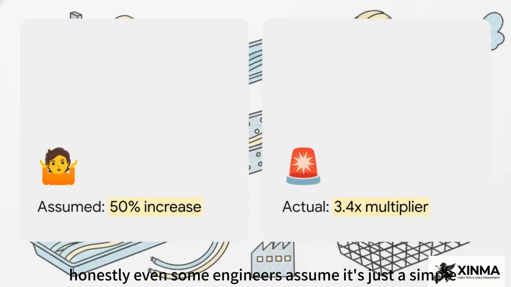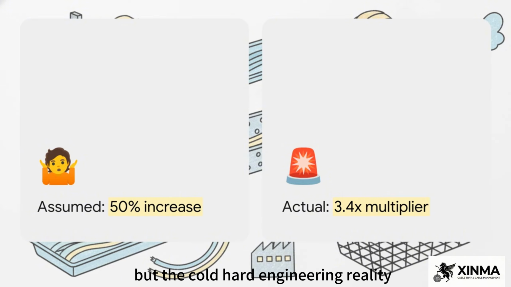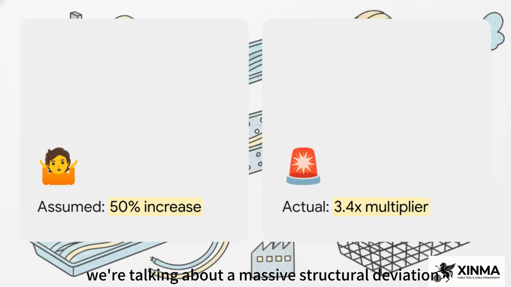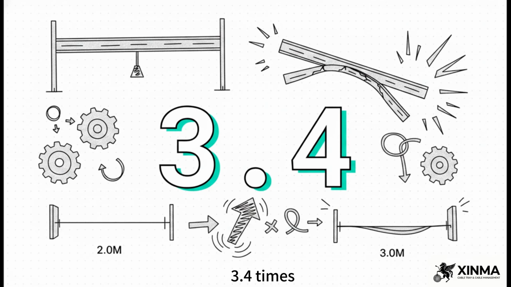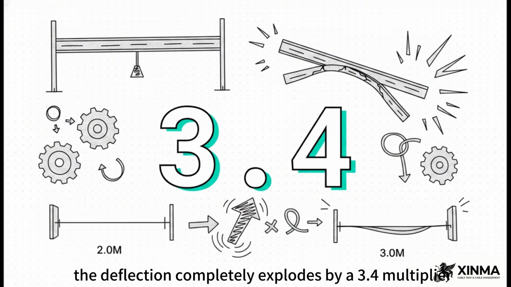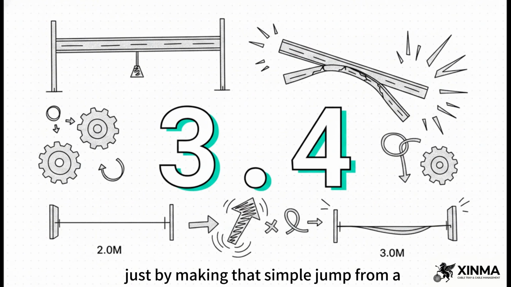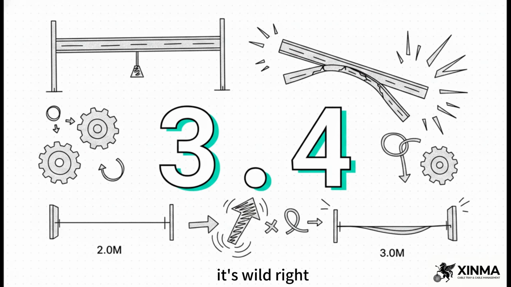Buyers, and honestly even some engineers, assume it's just a simple 50% bump. But the cold, hard engineering reality is way, way more severe. The actual deflection doesn't just scale up a little bit, it multiplies geometrically. We aren't talking about a slight sag, we're talking about a massive structural deviation that can bring the whole system down. 3.4 times. The deflection completely explodes by a 3.4 multiplier, just by making that simple jump from a 2-meter to a 3-meter span. It's wild, right?